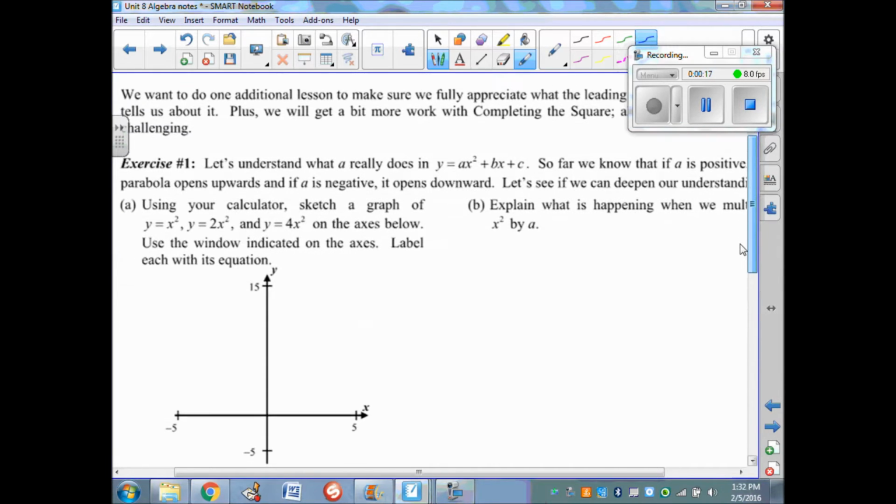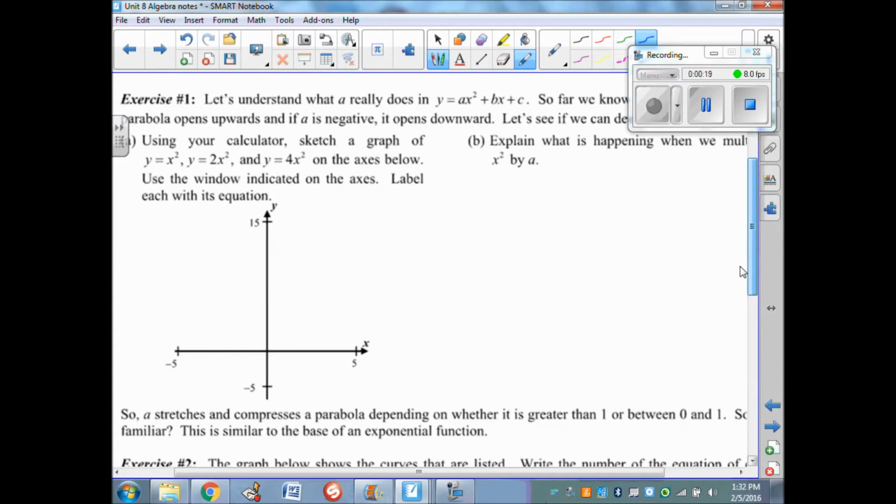So when we take a look at some of these equations, we've got our standard form that we've been working with, and we've also been taking that standard form and putting it into vertex form so we can look at some other pieces of the parabola.